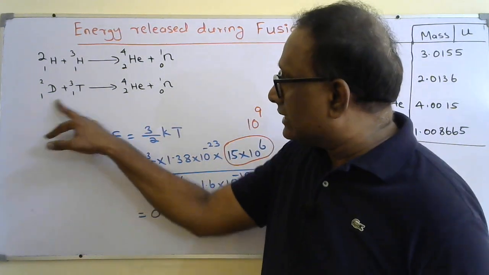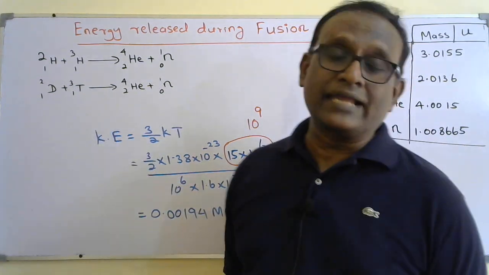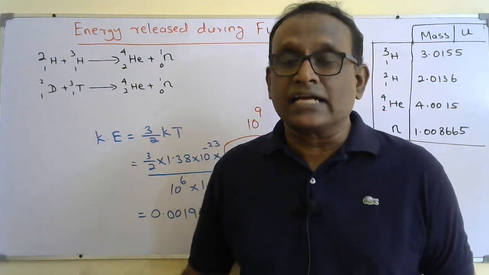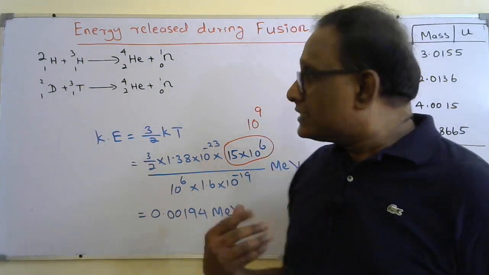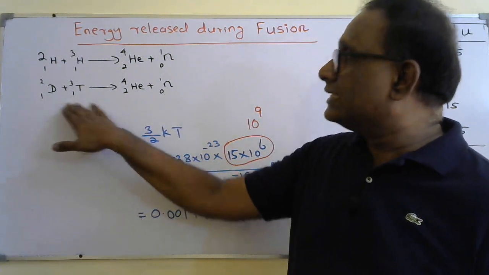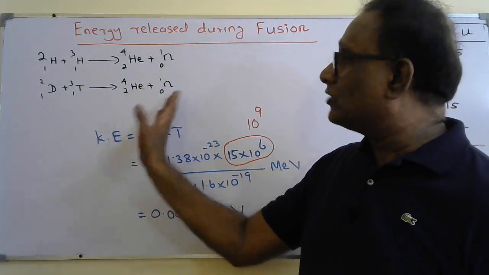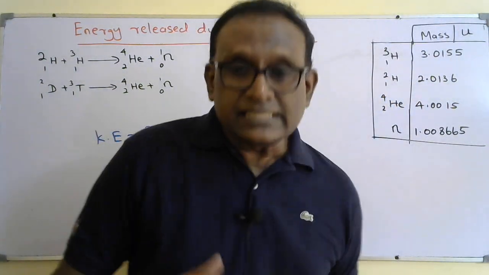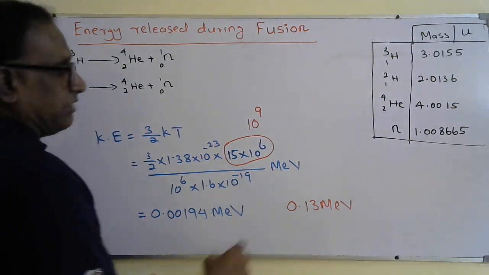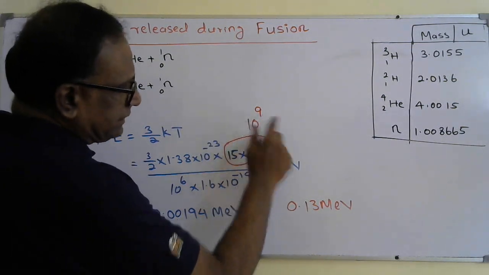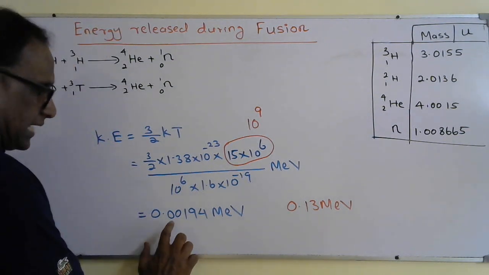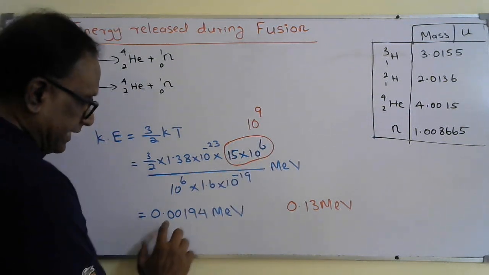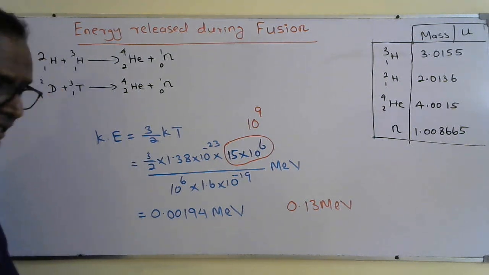We don't consider the kinetic energy of deuterium and tritium, but we say they should have higher kinetic energy to overcome the electrostatic repulsive force. We say so many things, but we don't consider their kinetic energy when we calculate the energy release. We'll see why. Remember the value: at very extreme temperature it is 0.13 mega electron volt, but normally in the core of the sun, it is 0.00194 mega electron volt.